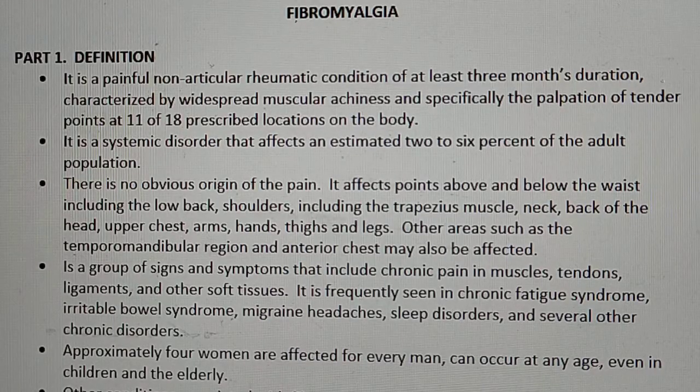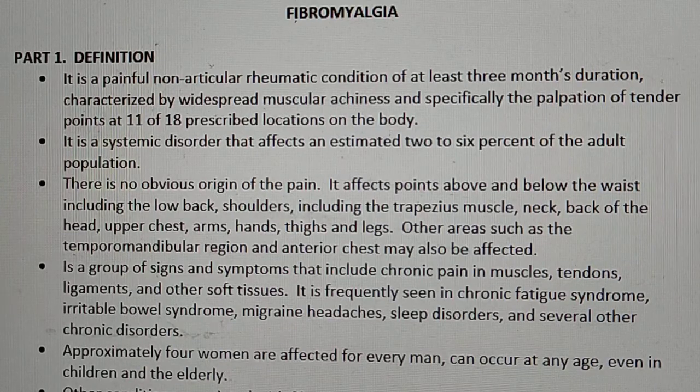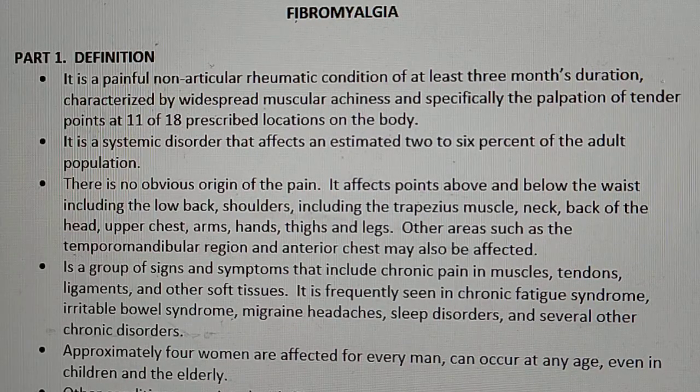So, the definition of fibromyalgia: it is a painful non-articular rheumatic condition of at least 3 months duration, characterized by widespread muscular achiness and specifically the palpation of tender points at 11 of 18 prescribed locations on the body. Okay, so you're going to be assessing for at least 11 tender points in the body out of the 18 prescribed locations.